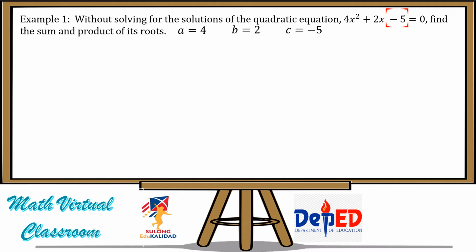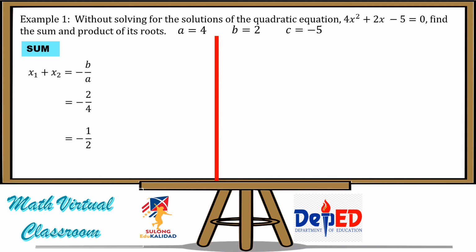Now, we use our formula to solve for the sum and product of the roots. So again, to get the sum, we have negative b over a. We simply substitute. So b was replaced by 2 and a was replaced by 4. So that is negative 2 over 4. If we are going to rewrite this into its simplest form, this is equal to negative 1/2. Therefore, the sum is equal to negative 1/2.